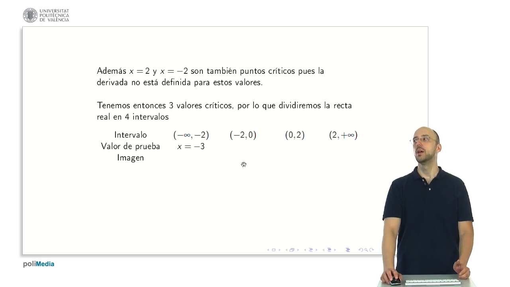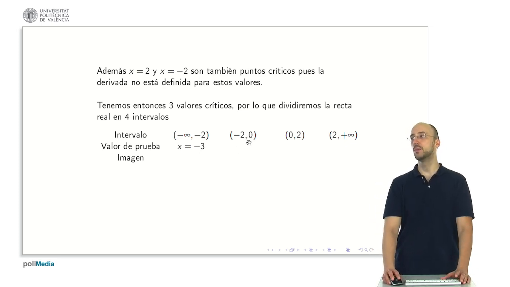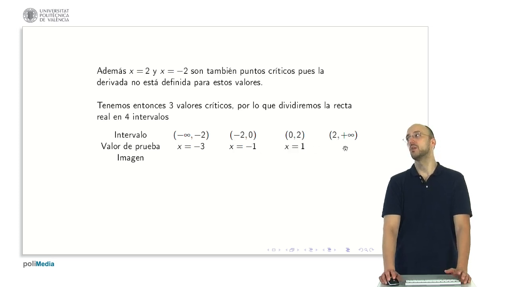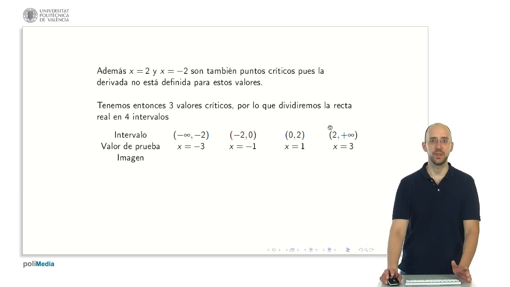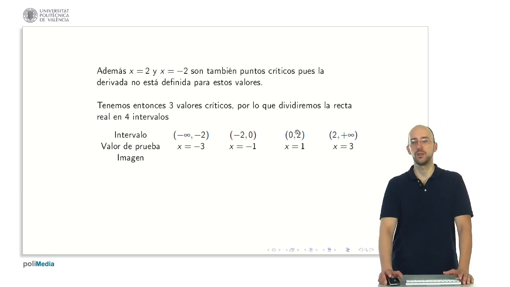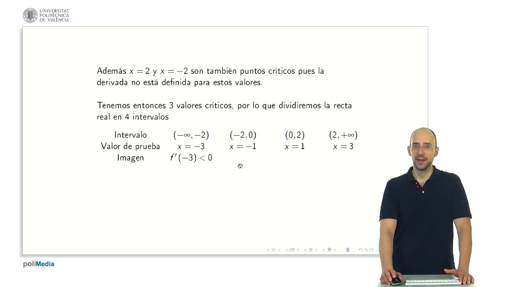How to proceed? By selecting any value within the range from minus infinity to minus 2. I chose minus 3, but you could have opted for minus 15 or even minus 100. It doesn't make a difference. We follow the same approach here. I pick a value that lies in between minus 2 and 0, so I've chosen minus 1. For the range from 0 to 2, I'm selecting 1, and for the interval from 2 to plus infinity, I'll use 3. The larger the number you choose, the more complex the calculations become, so I've gone with the simplest ones possible.